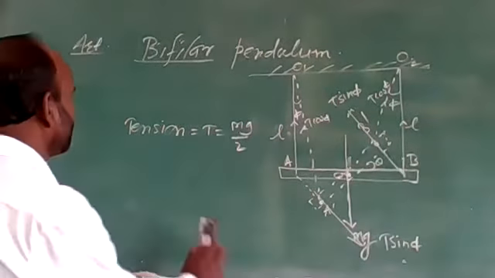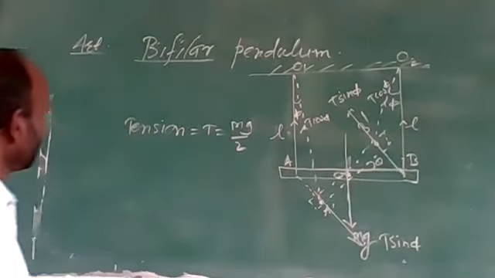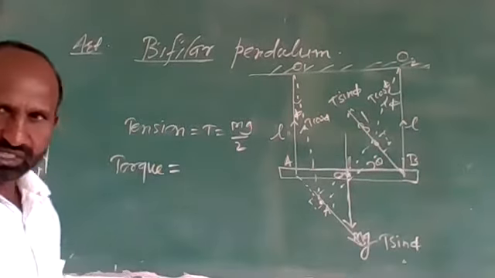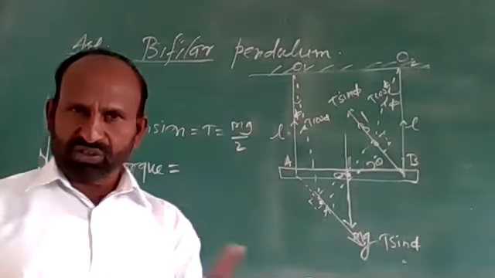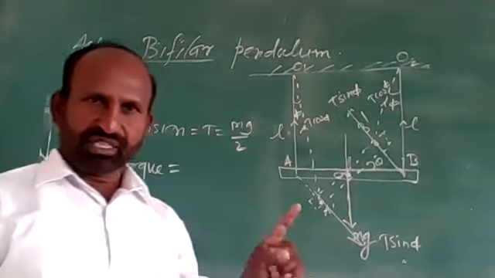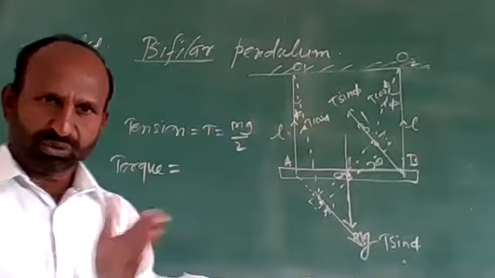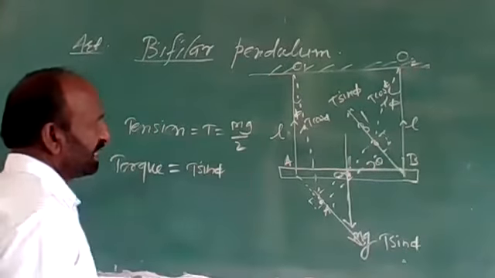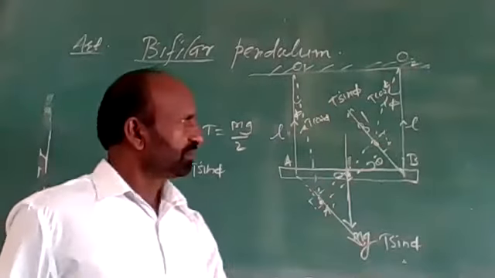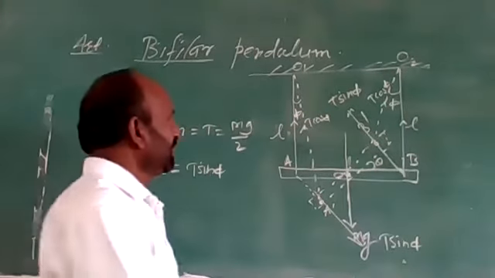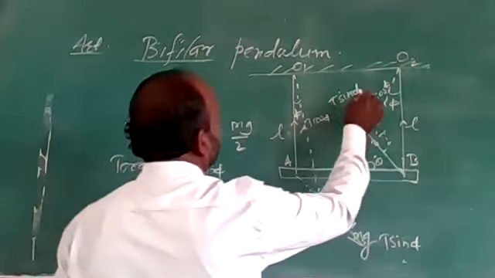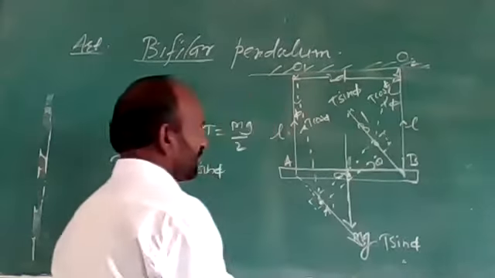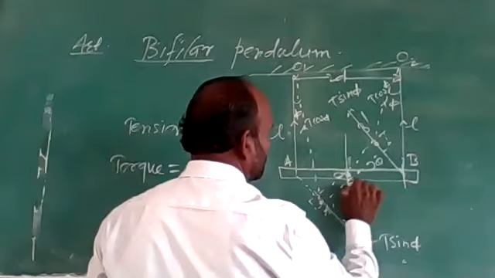So this torque is nothing but the product of one force and the perpendicular distance between the two forces. Here the force is T sin phi, and the distance between these two threads, say we take it as 2d. From this to this distance is d.